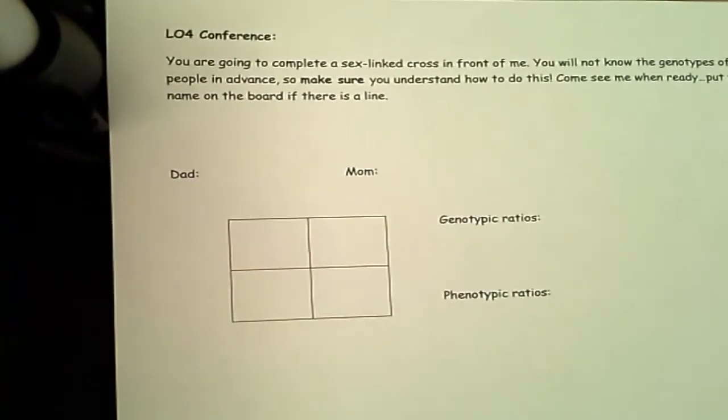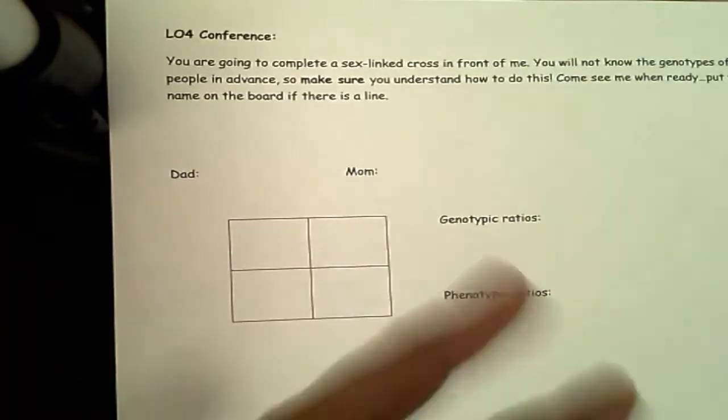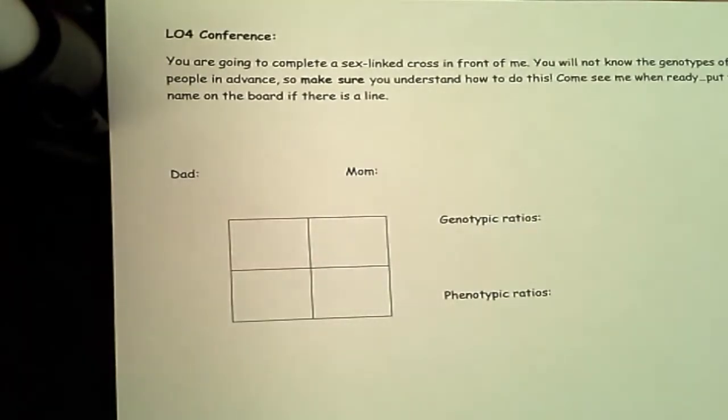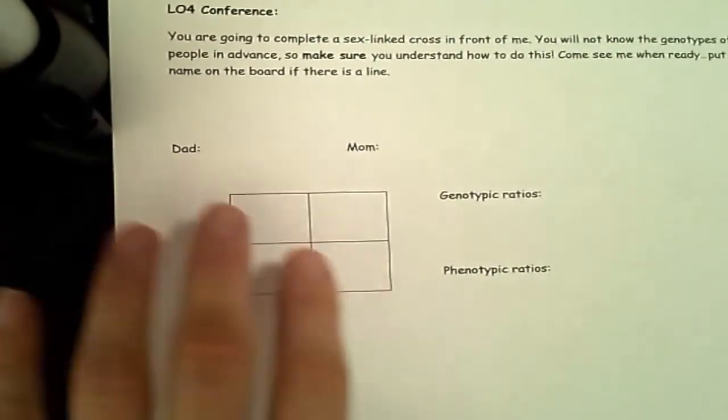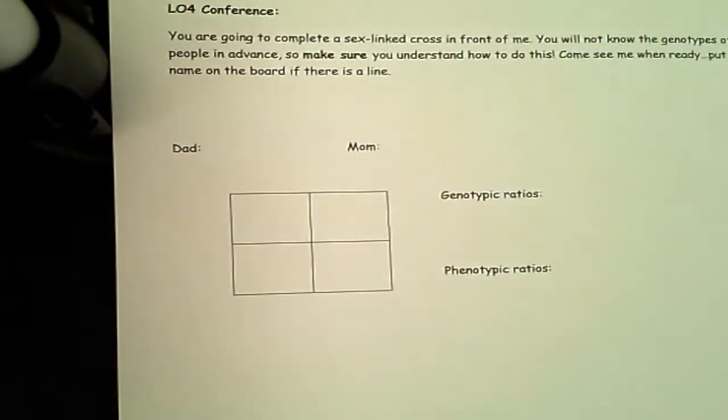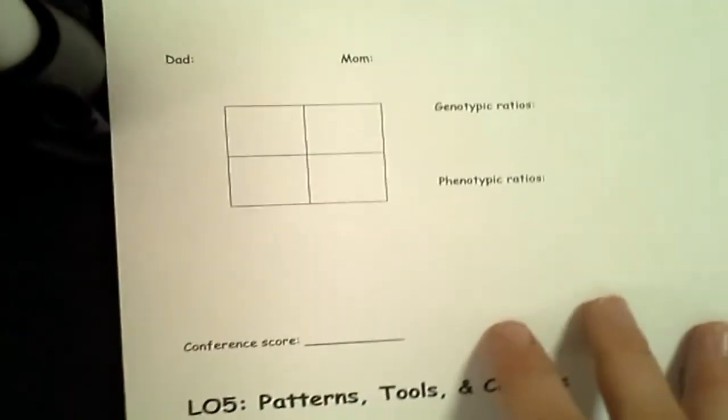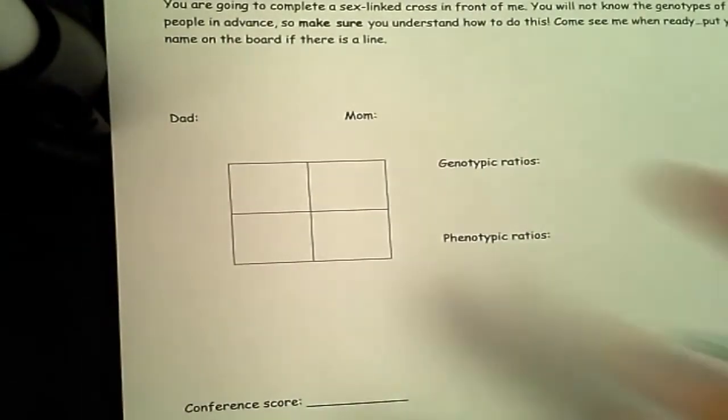So, for the conference, I'm going to give you random options here for a sex-linked disease. You don't know what I'm going to give you, so you need to make sure you know how to do this, and I'm going to have you actually do a sex-linked cross in front of me. If you're not stuck, I'll practice with you before you actually do this for real. So if you want some practice, come see me, and then we will conference on a sex-linked cross.